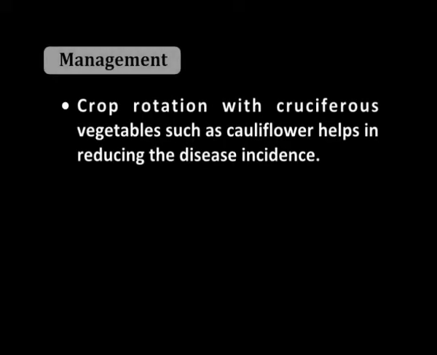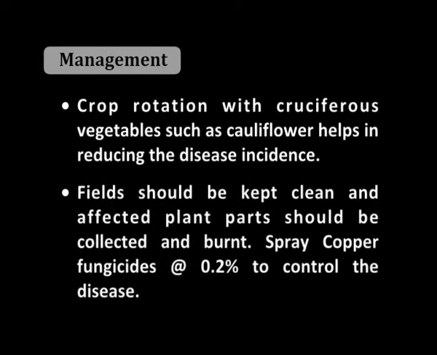Presence of root knot nematode, that is Meloidogyne javanica, increases the wilt incidence. Now coming to the management of the disease. Crop rotation with cruciferous vegetables such as cauliflower helps in reducing the disease incidence. Fields should be kept clean and affected plant parts should be collected and burnt. Spray copper fungicide at the rate of 0.2% to control the disease.